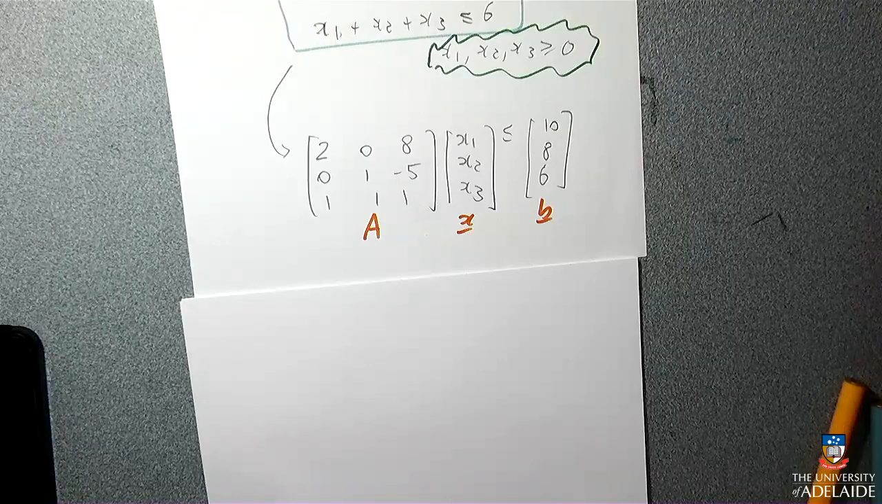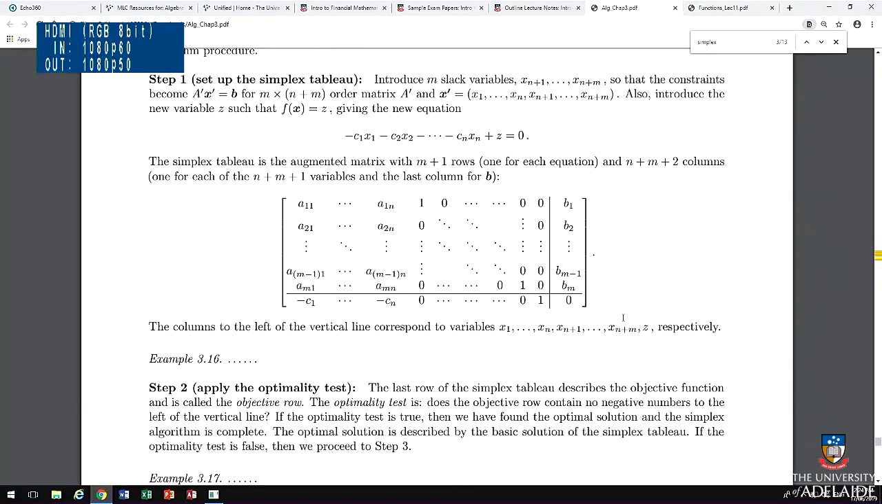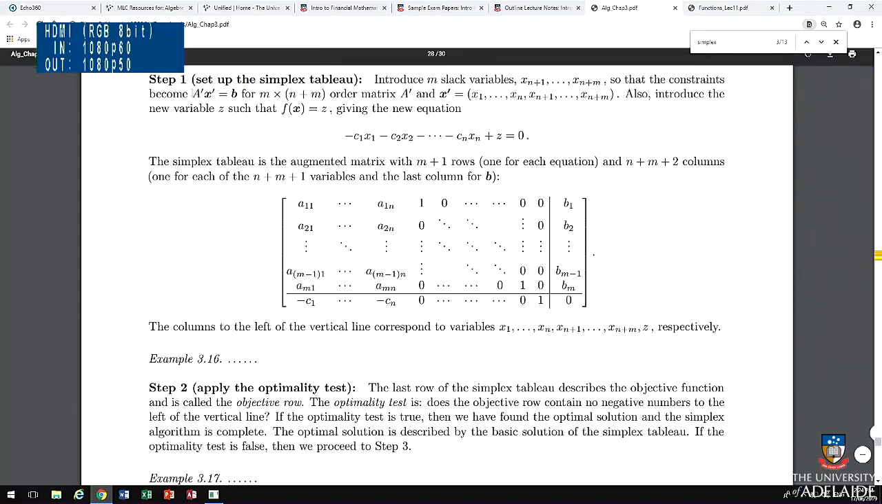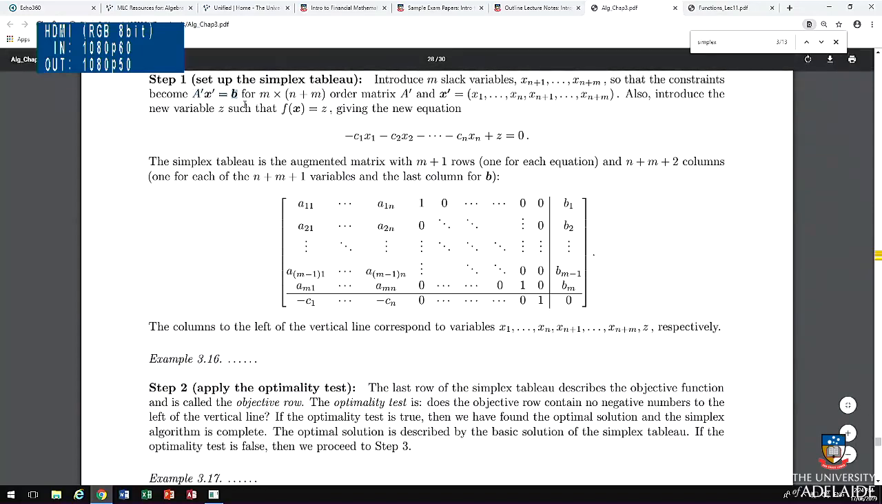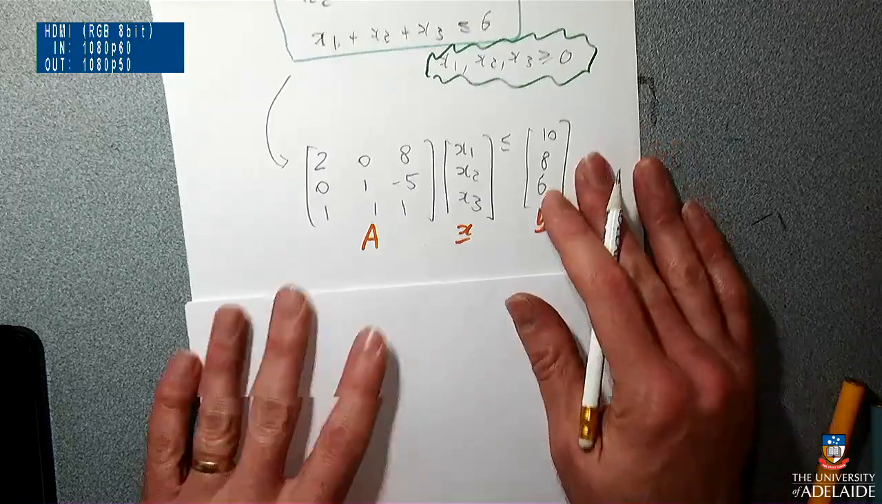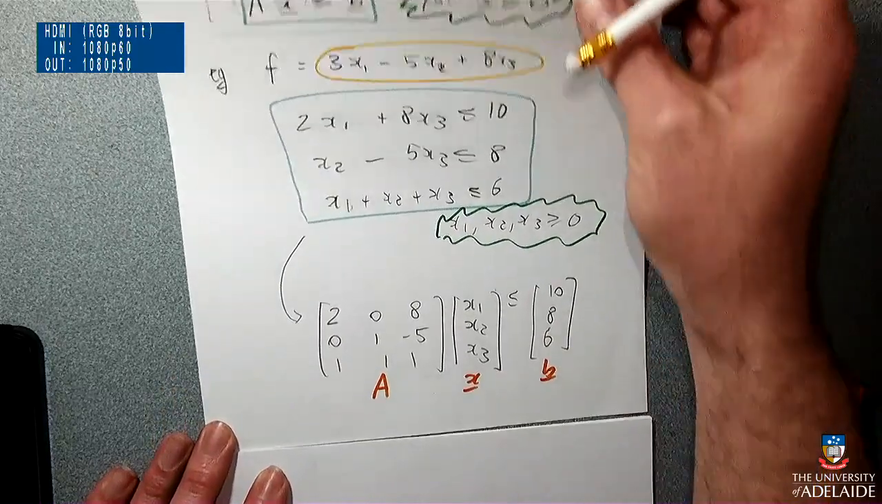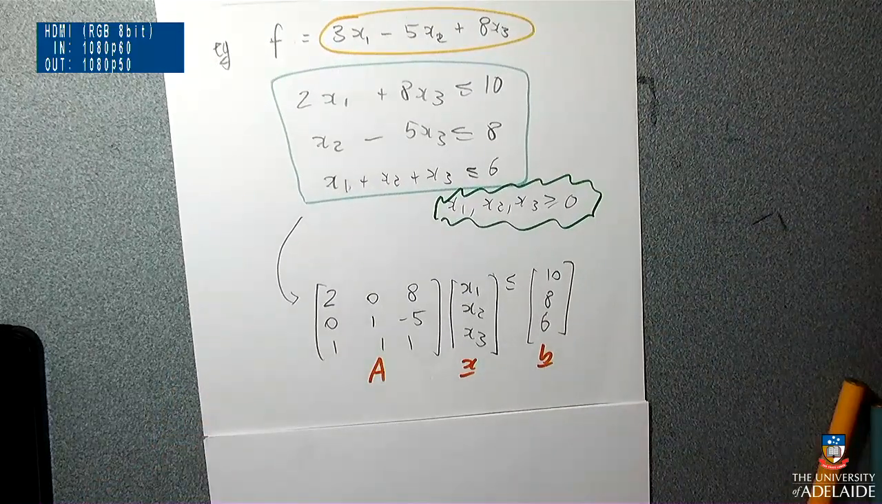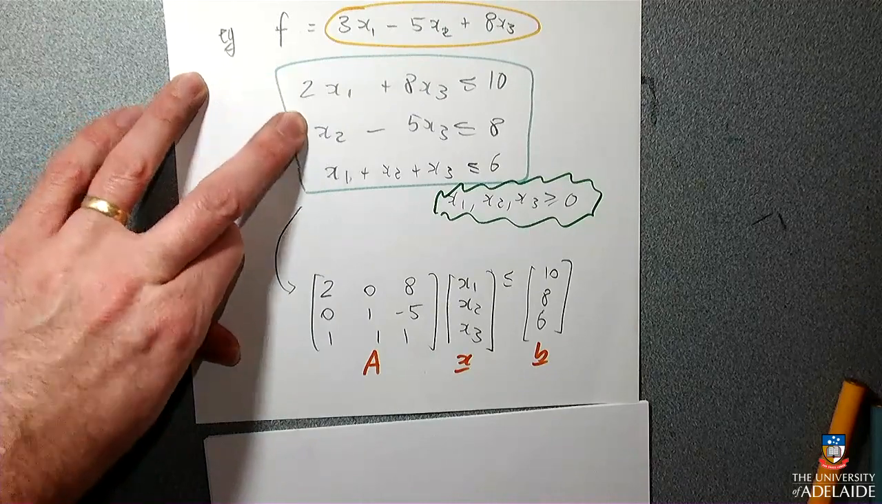So the computer says that we set up the Simplex Tableau, we introduce m slack variables so that the constraints become Ax equals b for a little bit bigger matrix, and a new variable z, which is the current value of f of x. Okay, sure, right. So I'm just going to run through it with this example and see what happens. Basically it looks like each inequality gets an extra variable.